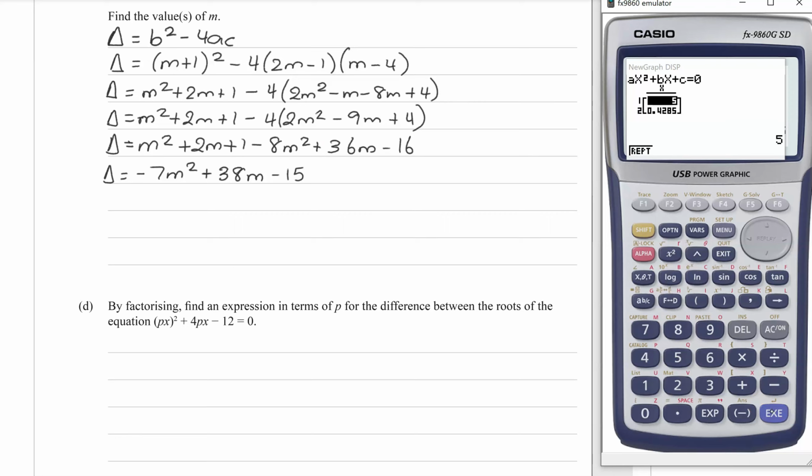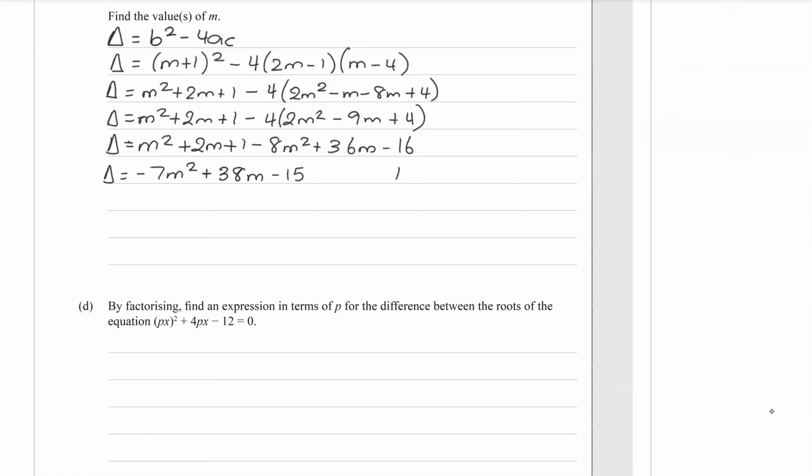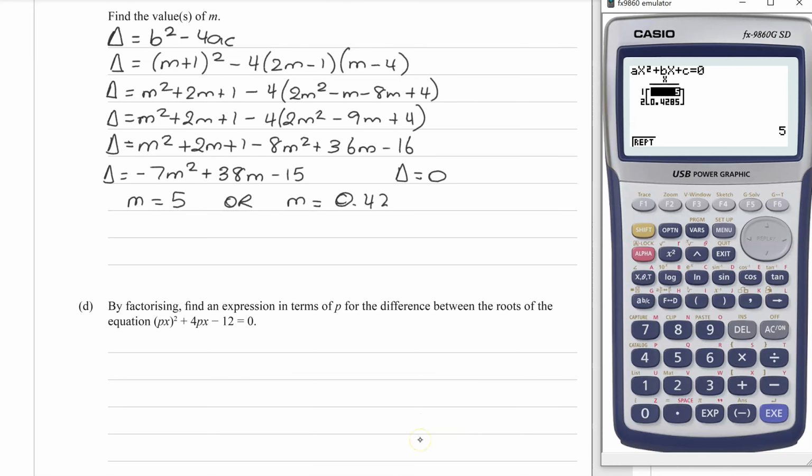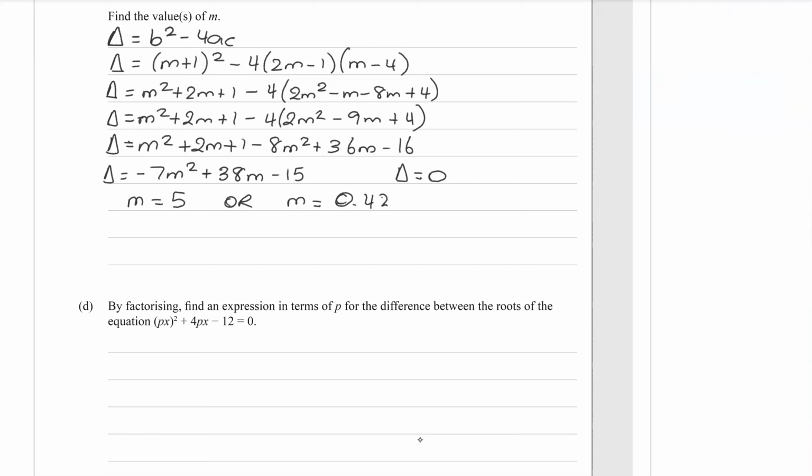I got 5 and 0.4285. So again, I'm just going to say discriminant equals 0, so therefore I've got m is equal to 5, or m is equal to 0.42, I believe. Just double check that. Yep, 0.43.